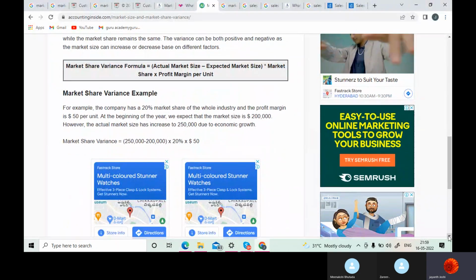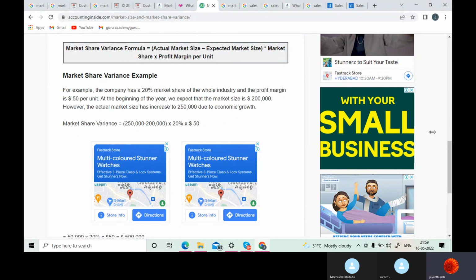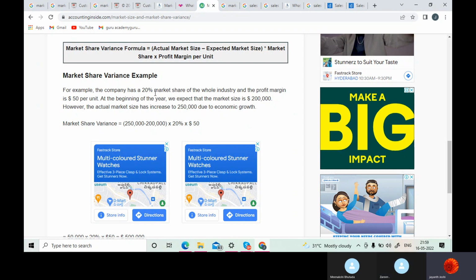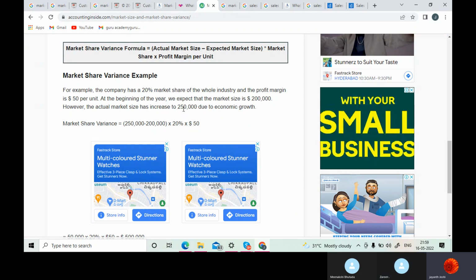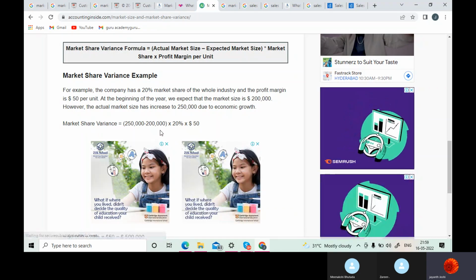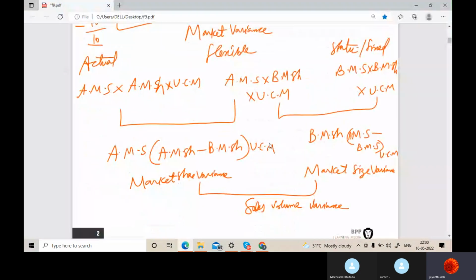Can you do this question? The price and contribution margin or profit margin is already given to you. So 2,50,000 is the actual market size, and the budgeted market size is 2 lakhs. Difference into contribution margin into 50. What is that 50 here as per our chart? Market size, correct? Which variance are we doing right now? Market share.